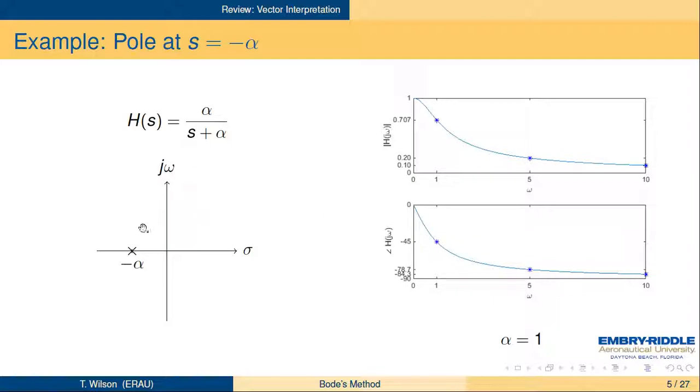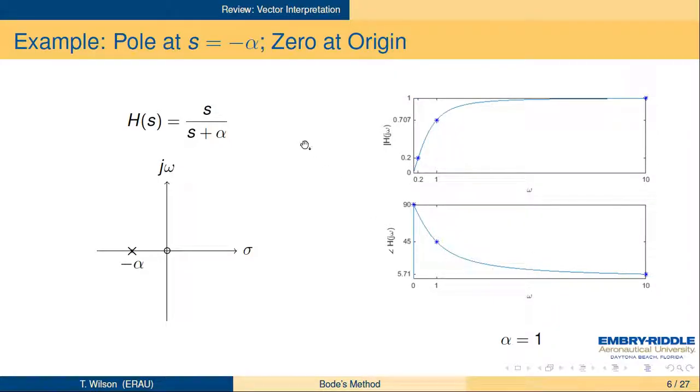And then for high frequencies, we're way out here, and the length of the vector is basically ω. So the gain rolls off like 1 over ω, as we see the gain plot doing here. And the vector from the pole to jω approaches an angle of 90 degrees. And so the angle of the frequency response approaches minus 90 degrees.